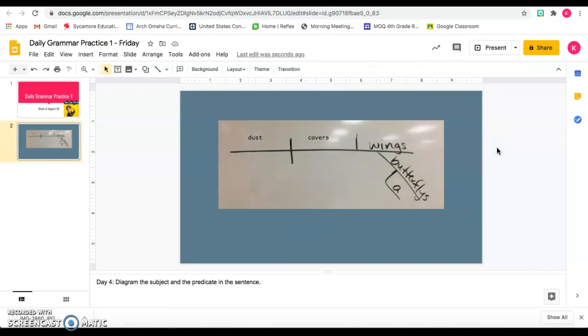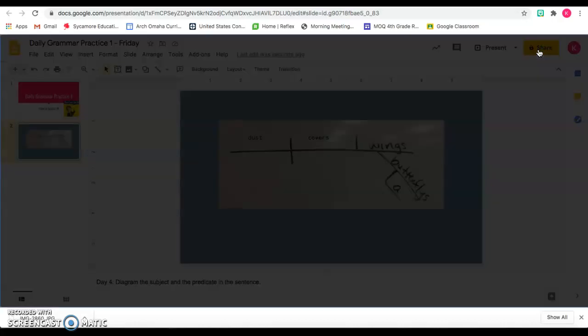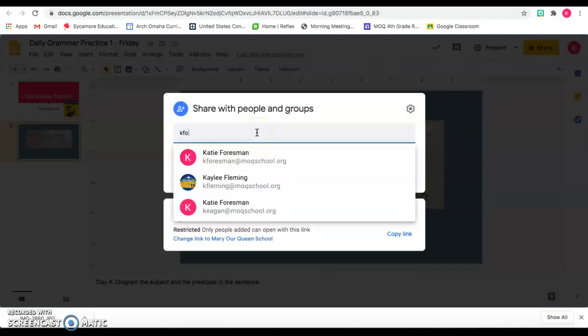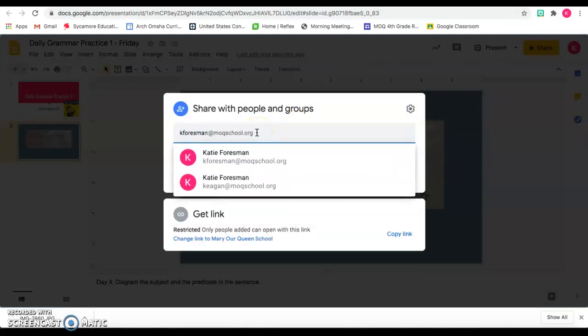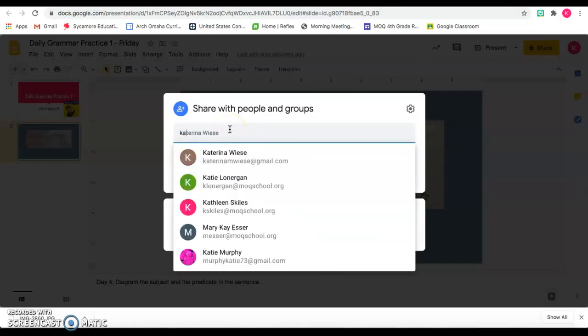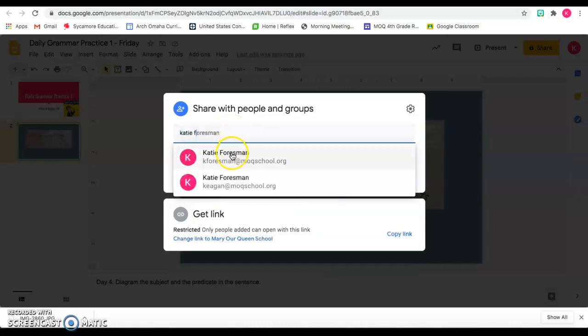So just as a reminder, once you are done diagramming the sentence, if you've chosen to do it using the Google slide here, you're just going to hit share up in the top right, and you will type my name in, Kay Forsman, or you can just type Katie F, and I'll be the first one that comes up.